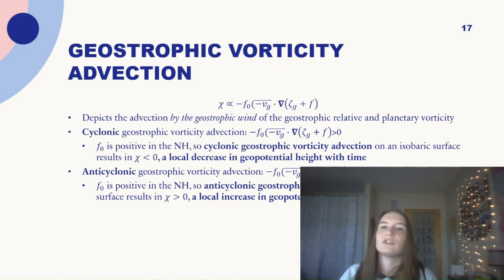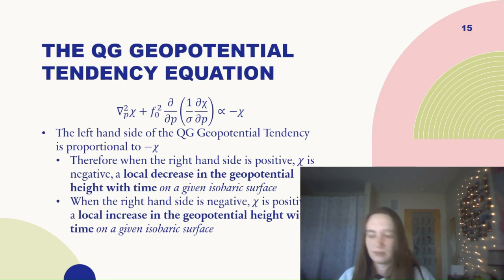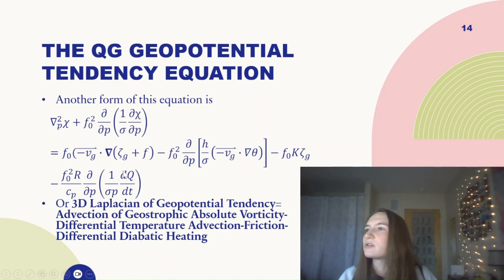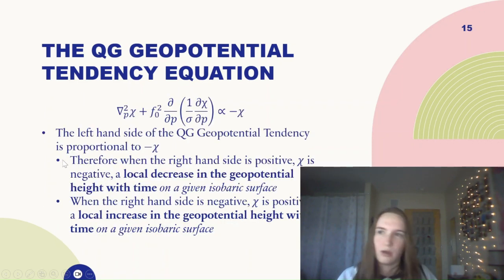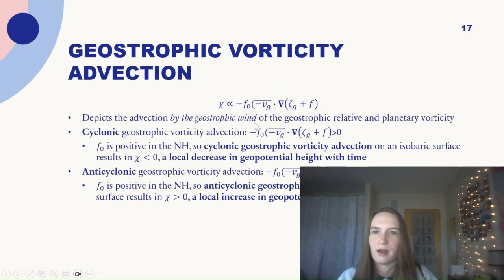So let's talk about geostrophic vorticity advection. That's that first term. Okay, this term right here is our geostrophic vorticity advection. That one did not have a negative in front of it. So you'll notice that now it does. There's that negative out in front so that it can be proportional to chi so that we know whatever the sign of this is, that's chi. We don't have to do any extra math, right?